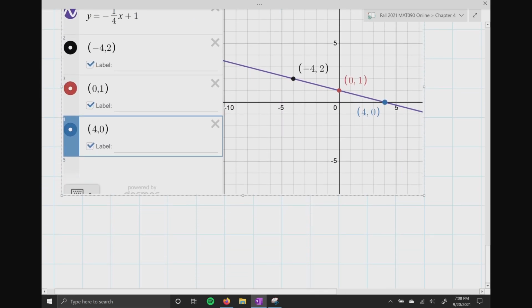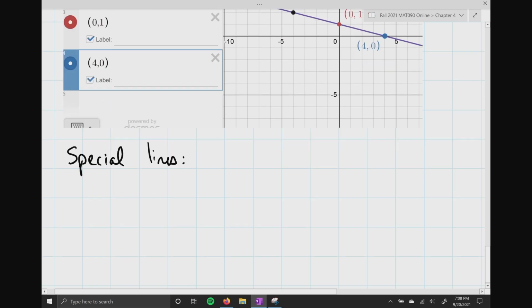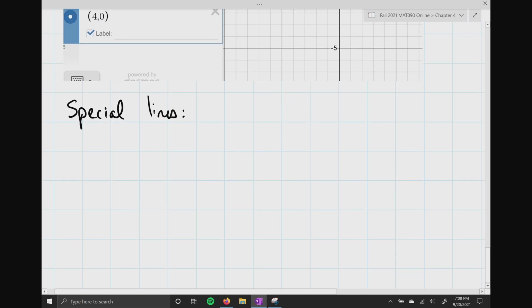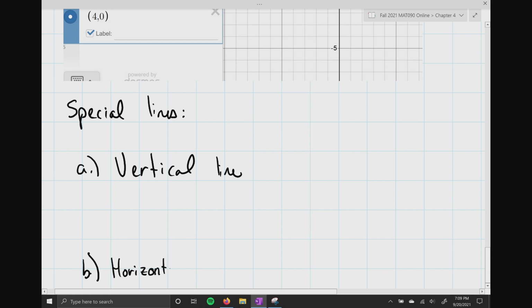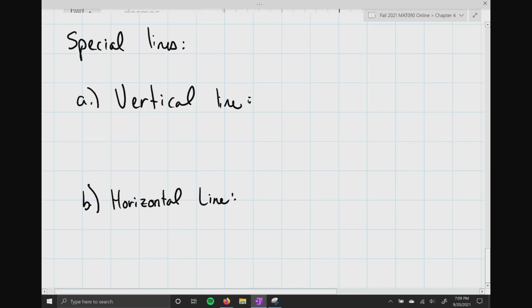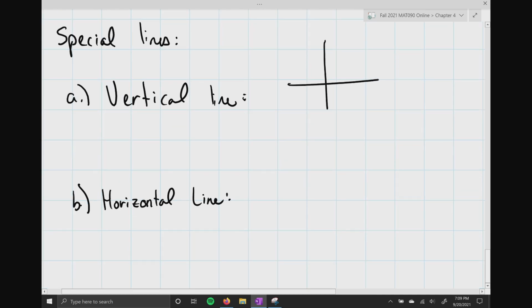Now, before we go, there are definitely 2 special lines I want to talk about. Okay? And the 2 lines I want to talk about are a vertical line and a horizontal line. Now make sure if you're writing down these notes, you leave yourself a little bit of a space. Okay? Because vertical lines have something very special. So I think maybe if we just draw one first, it'll make a lot of sense.